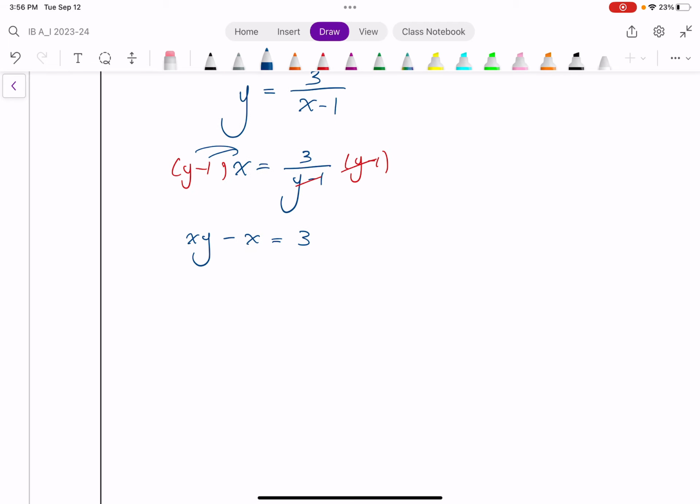I can then add x to both sides. I'm almost there. xy equals 3 plus x. And if I want to get y completely by itself, divide both sides by x, and I get 3 plus x over x. That's one perfectly valid way of doing it.